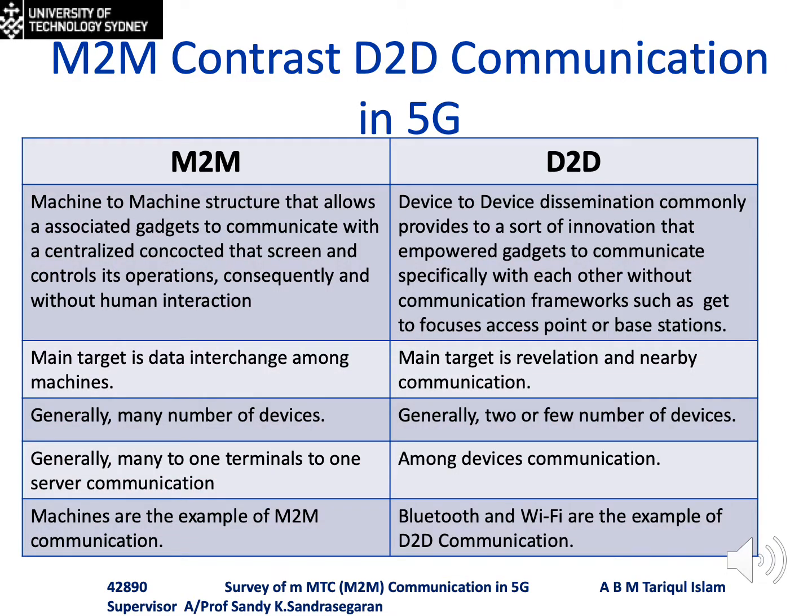This slide shows the difference between M2M and D2D. M2M is communication without involving human interaction. Device-to-device communication provides a sort of innovation that enables devices to communicate directly with each other without a communication framework such as gateways, access points, or base stations. The main target of M2M communication is data interchange among machines. The main target of D2D is proximity and nearby communication. In M2M, there are generally many devices. In D2D, there are two or a few devices. Machines are the example of M2M, and Bluetooth and Wi-Fi are the examples of D2D communication.